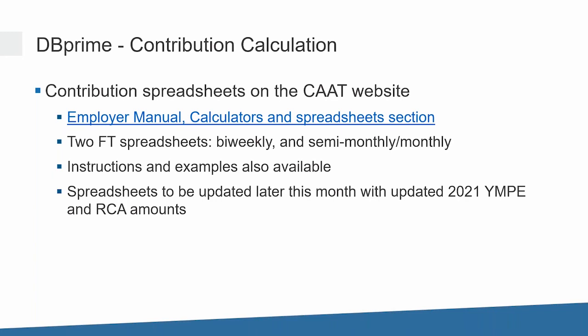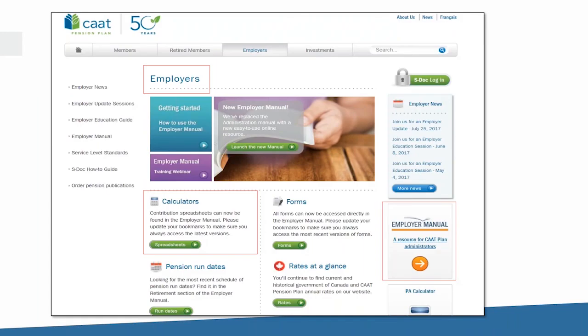For termination and retirement events, we encourage you to use the SMART form. If you use a SMART form, you will not have to worry about calculating the contributions separately. Please ensure you use the retirement application for those who are retirement eligible. The contribution calculation spreadsheets are available on the CAT website. They can be located either on the Employer tab under Calculators or in the Employer manual.